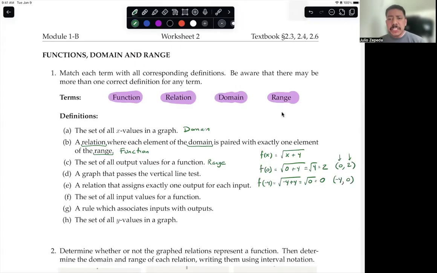And notice how each of the elements of the domain that I'm plugging in, I'll highlight them in light green. These are elements of the domain. They are getting paired with exactly one element in the range. And this is true for any value that I plug in, any value that is able to be plugged into this function will be paired with exactly one element in the range.